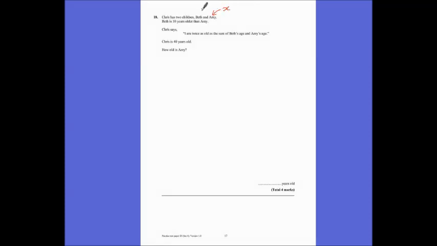Well, first of all, if we say that Amy is X years old, because that's the one we're trying to work out, Beth is 10 years older, so that will be X plus 10. And if we add those two together, X plus 10, and times that by 2, because that's what twice as old means, that will give us Chris's age, which is 40.